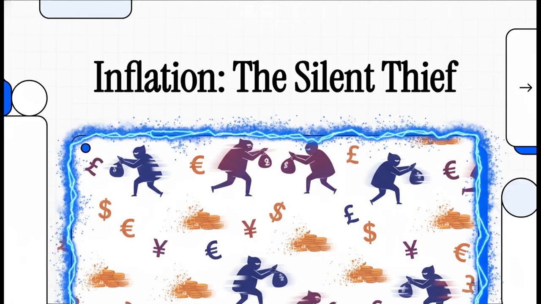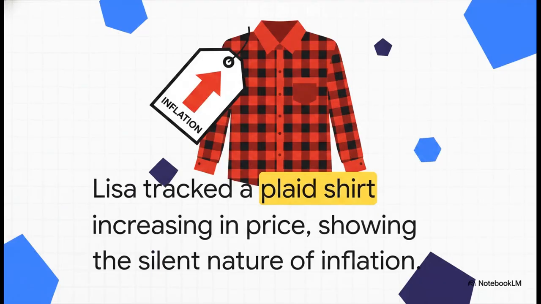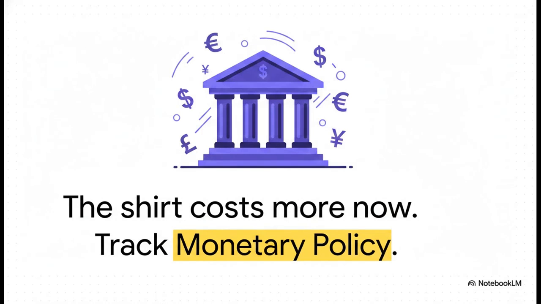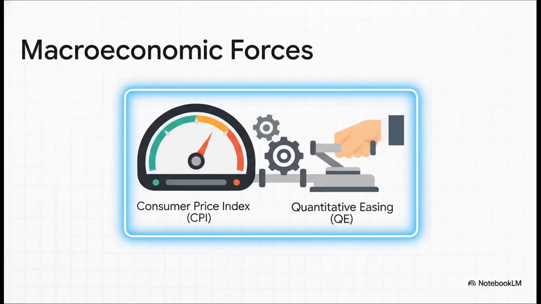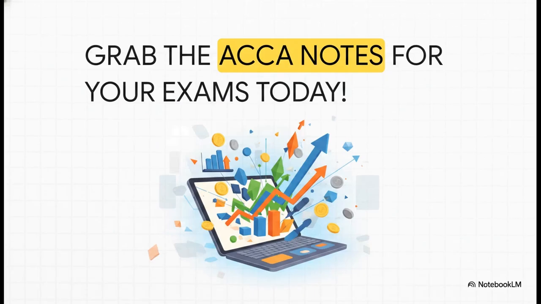Watch out, it's literally the silent thief destroying your money. You know, Lisa couldn't even afford her favorite plaid shirt because of inflation. But in the corporate world, you absolutely must track how the Federal Reserve uses monetary policy and quantitative easing to directly control the consumer price index. So, is it demand or the Fed?